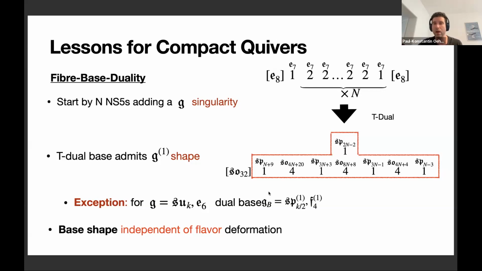But this whole picture, how the dual base geometry is going to look, is fairly independent of the flavor deformation. Even if I break my E8s to something smaller using my K3 rotation, I will also break the flavor here, but the shape of this quiver for large enough n is unaffected. So that's a general lesson. Very good. But that's fairly standard. That's something that Aspinwall and Morrison have already figured out, and I should have cited them here.